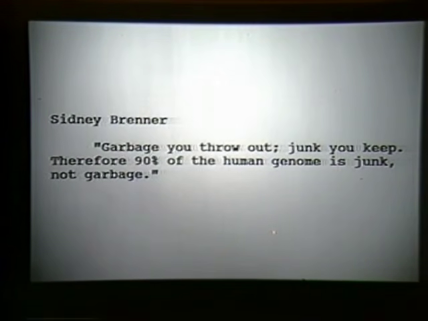Well, this is a quote that I love from Sidney Brenner. There's been a lot of discussion in the press and elsewhere that most of the human genome is garbage, so why sequence it? Because most of it doesn't code for anything. And Brenner points out that garbage is something you throw out. Junk is something you keep. And the human genome has kept this. Therefore, 90% of the human genome is junk, not garbage. And people tend to tinker with junk. And probably evolution tinkers with our junk as well. And so most of the sequence in the human genome, which is not coding, is probably not completely functionless. And it may be worth thinking about in a serious way.